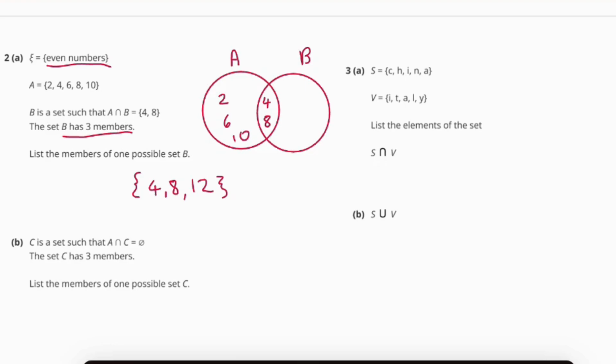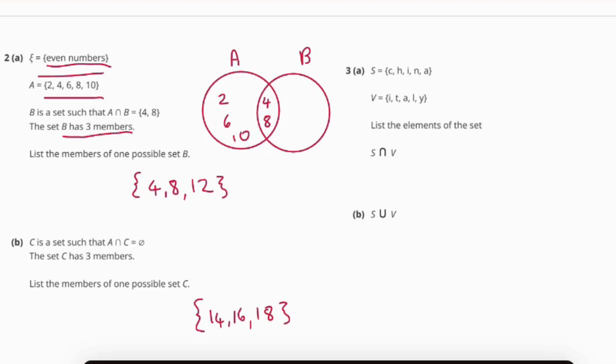Part B. C is a set such that A intersects C is empty. The set C has 3 members. List members of one possible set C. So again, because they've got nothing in common, C cannot have 2, 4, 6, 8 or 10 in. So we could have 14, 16, 18 would work. They all need to be even because the universal set is even numbers.